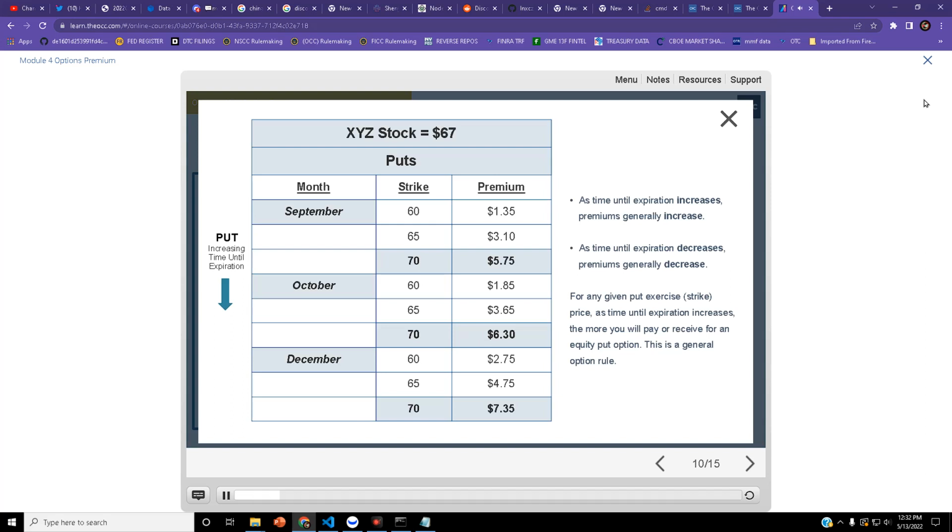Time affects puts similarly in that as time until expiration increases, the option premium for puts increases as well. You can see that the December 70 strike put commands a much higher premium than the September put of the same strike due to increased risk on the part of the seller.